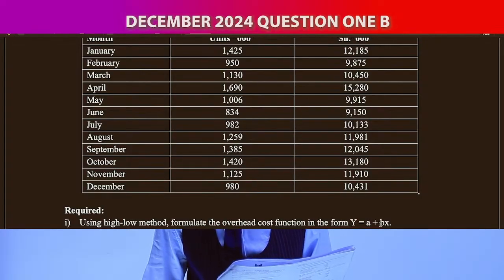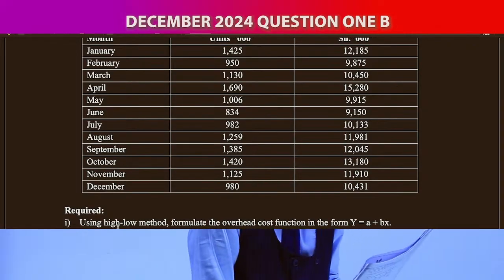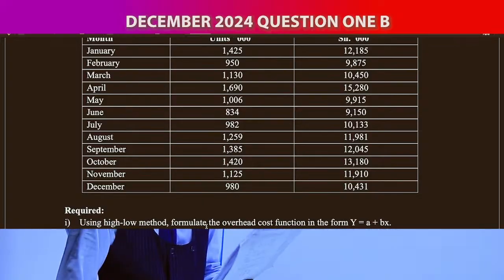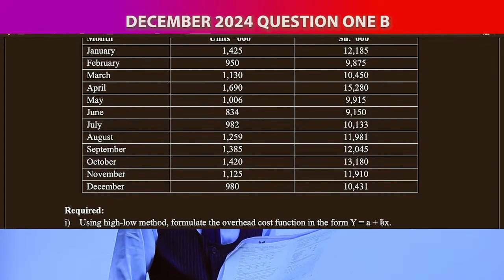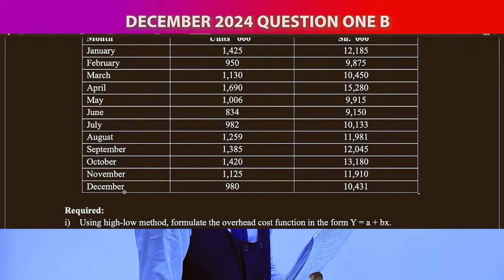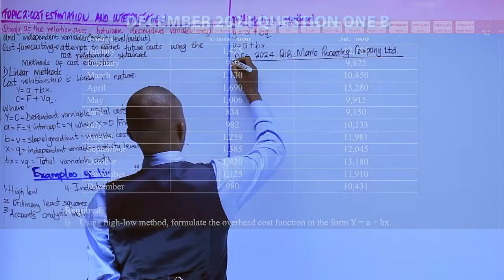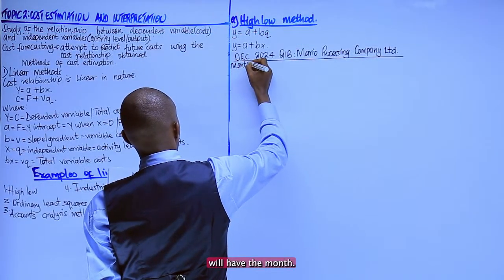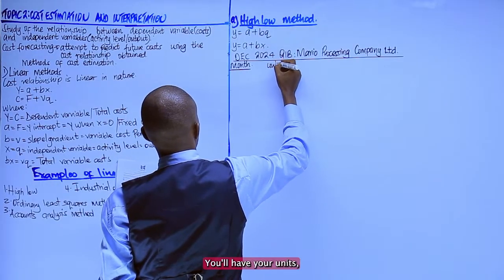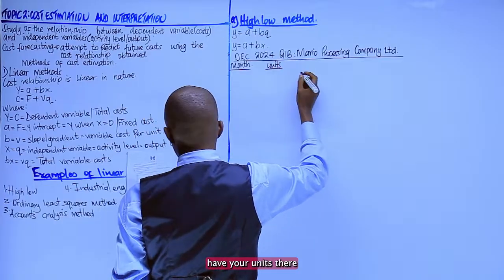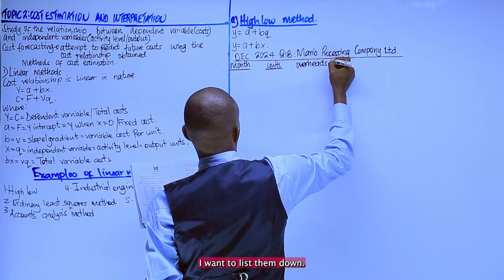Required: using the high-low method, formulate the overhead cost function in the form y is equals a plus bx. Let me start by listing down all these costs. We'll have the month, you have your units, and you have your overheads. I want to list them down.